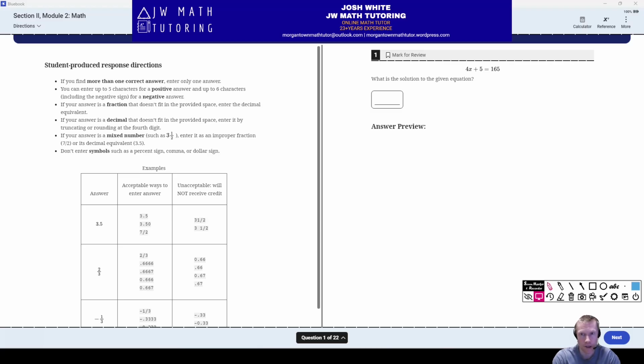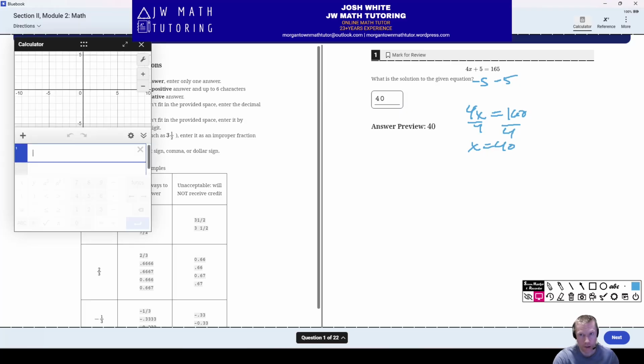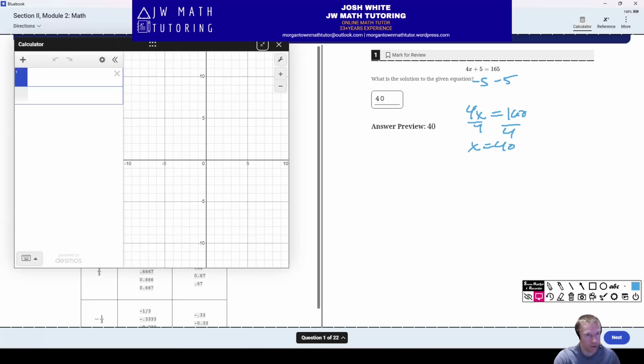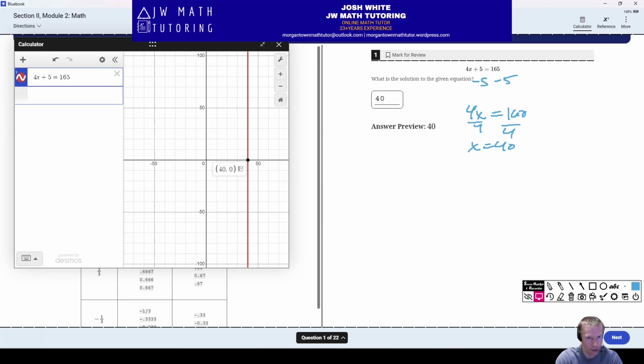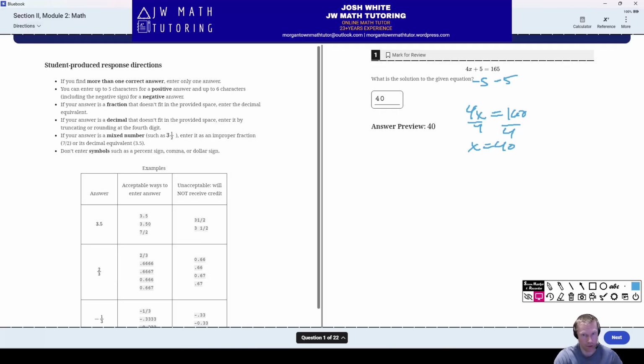Question number 1, here you have a basic equation and they want to know the solution to it. So of course, you can just do this by hand. Subtract 5, divide by 4, x is going to equal 40. Or you could also, obviously as with any equation, just go to the Desmos calculator and type in the equation. Now we have to zoom out and look for the vertical line. There it is, right at 40. And you could get the answer that way as well.